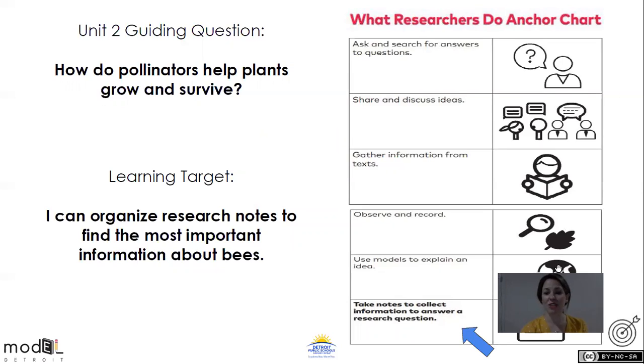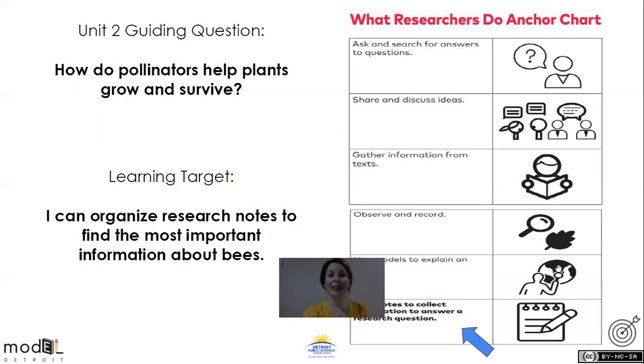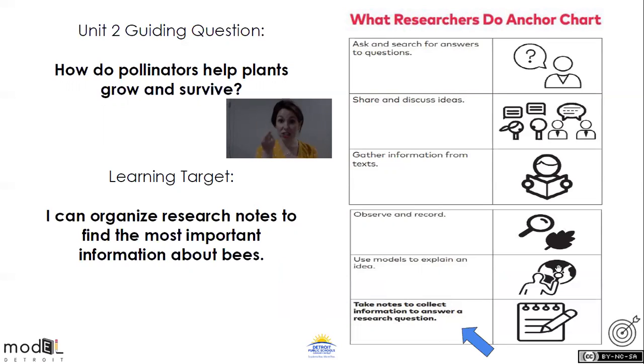And I will help guide you through this. Remember, friends, researchers do a lot of things. They ask questions, they share and discuss ideas, they gather information from texts, they observe what they see and they record it. They use models to explain an idea. And then, friends, they take notes to collect information to answer a research question. So that's what we're going to be focusing on today.